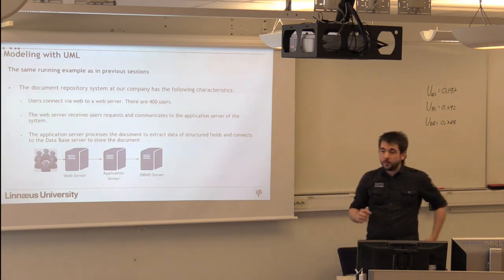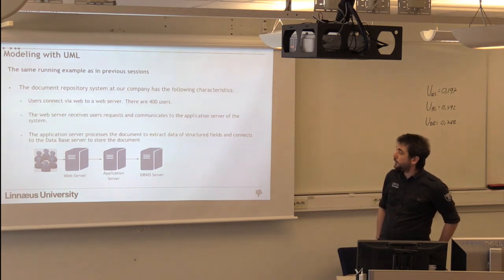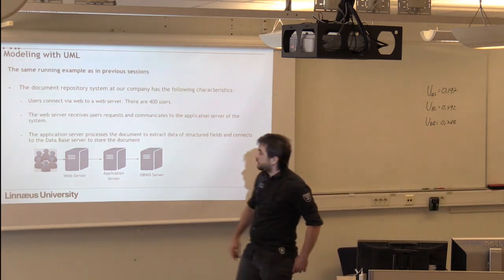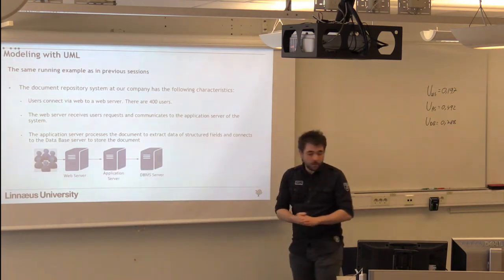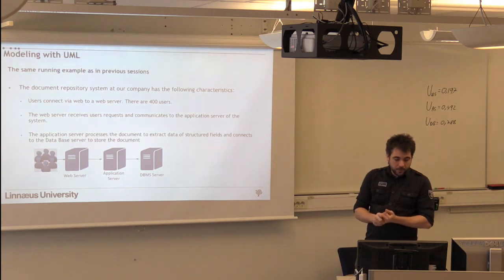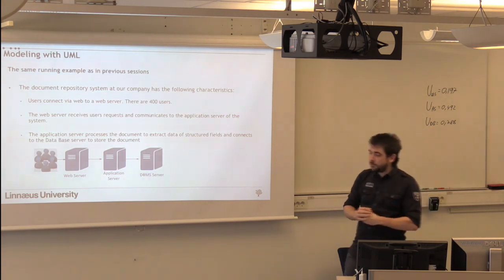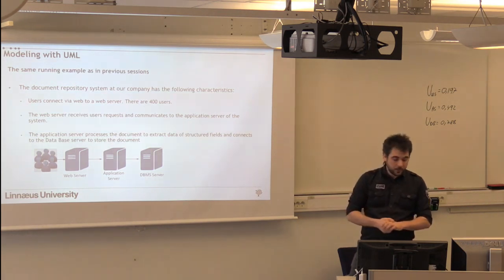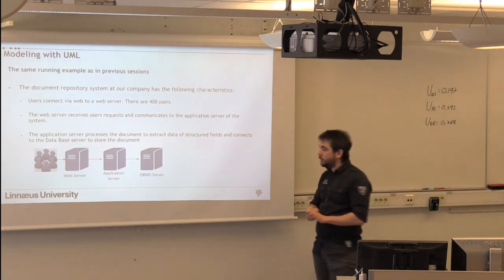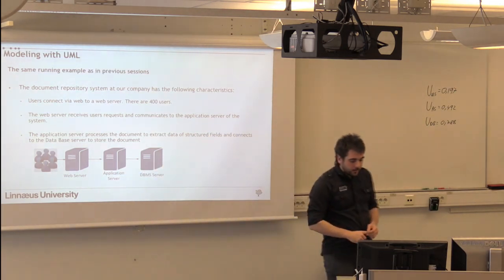This is the same running example we are using during all the sessions. The 3-layer system: the document repository, the company that has the users connect via web to a web server, and there are 400 users in the company. The web server receives the user request and communicates to an application server, and the application server processes the document, extracts some data, and then stores it in the database server.